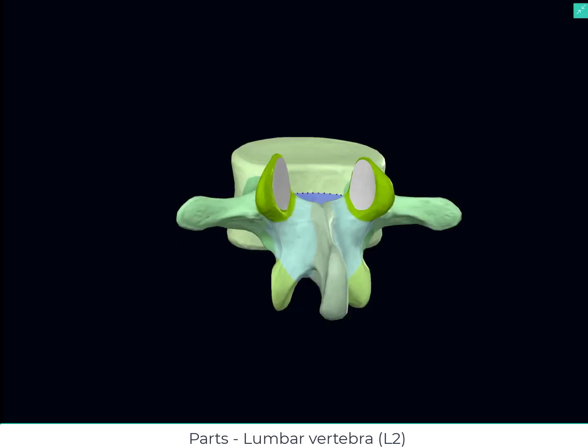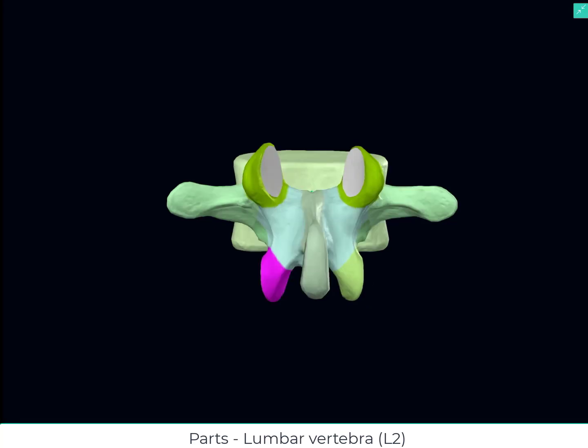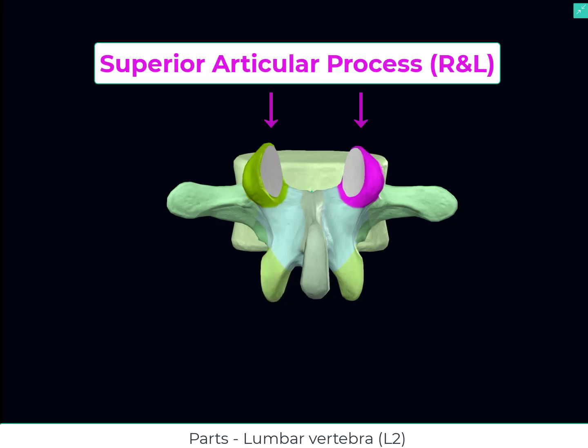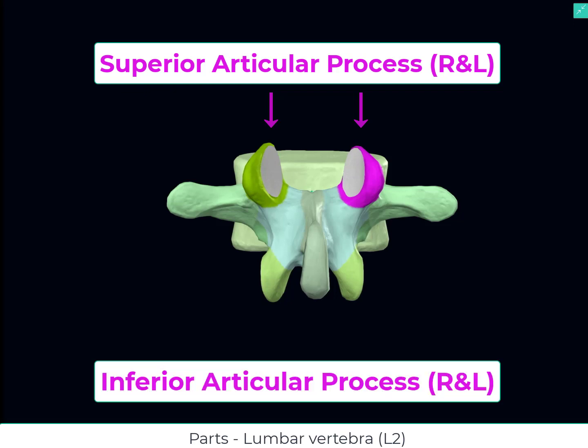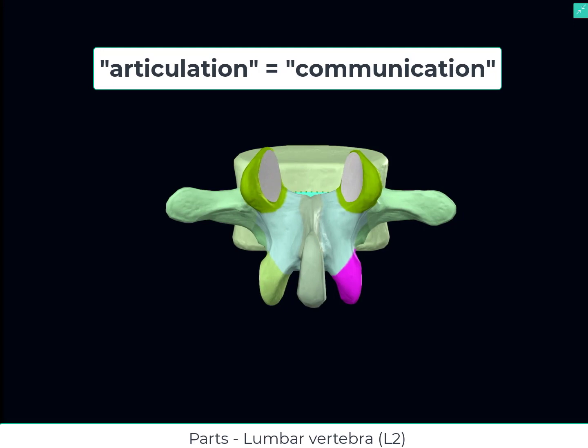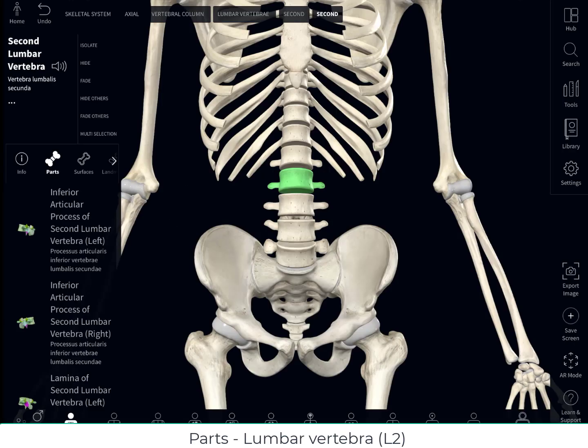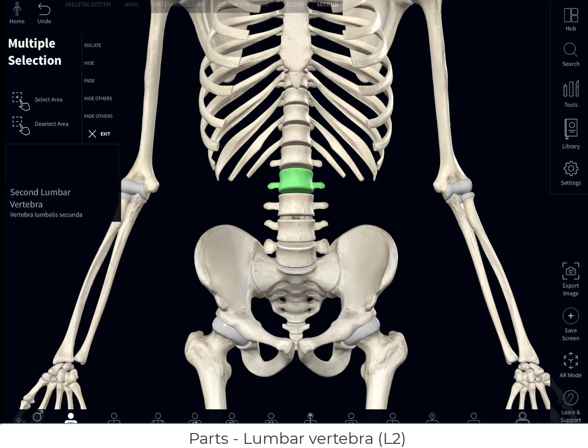If you look posteriorly, we are going to observe four other structures, superiorly and inferiorly. Because they communicate with the adjacent vertebrae, we are going to call them articular processes. So we have two superior articular processes and two inferior articular processes. Articulation means communication, and they communicate. Basically, that's it.